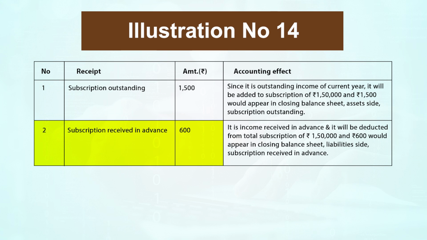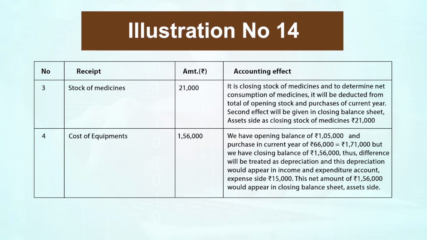Next, subscription received in advance rupees 600. It is income received in advance and it will be deducted from total subscription of rupees 1,50,000 and rupees 600 would appear in closing balance sheet liability side, subscription received in advance. The next one is stock of medicine 21,000. It is closing stock of medicine, and to determine net consumption of medicines, it will be deducted from total of opening stock and purchases of current year.